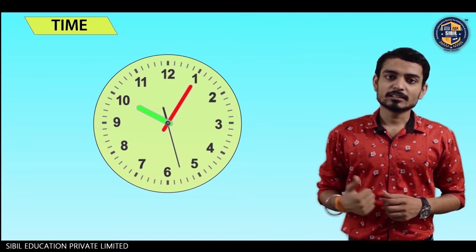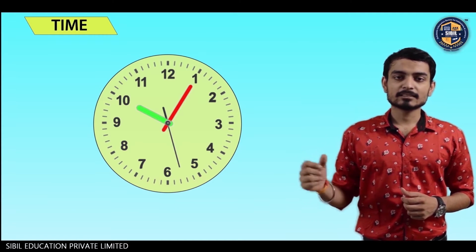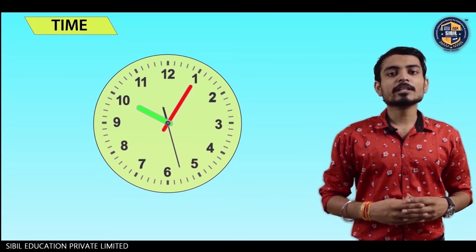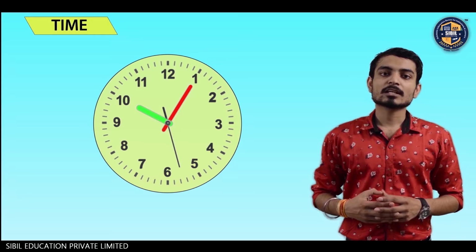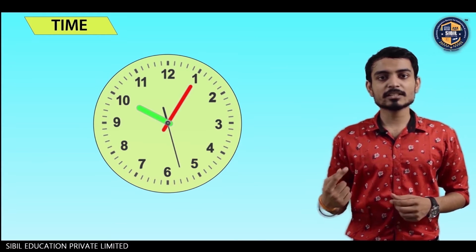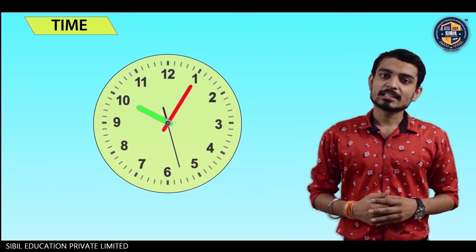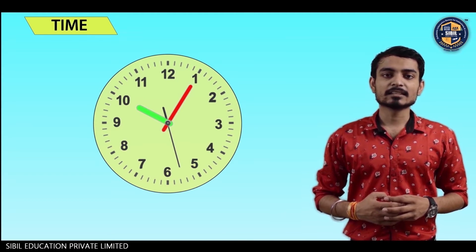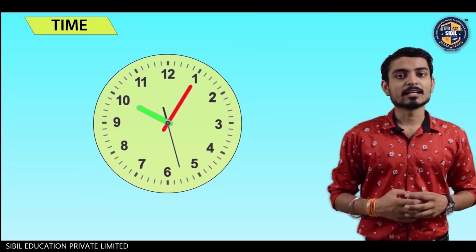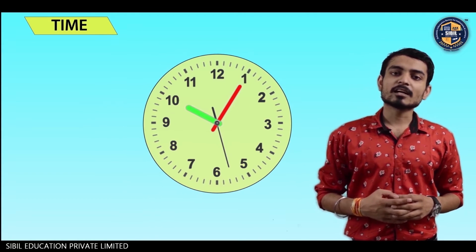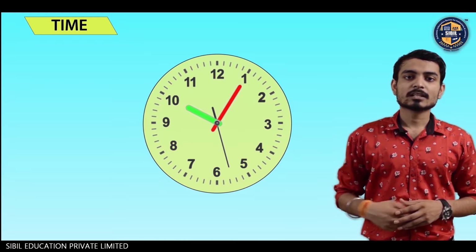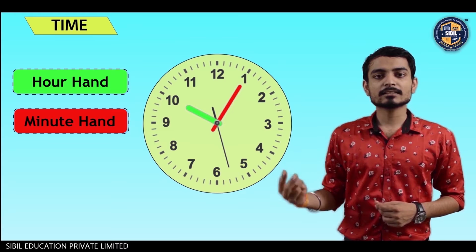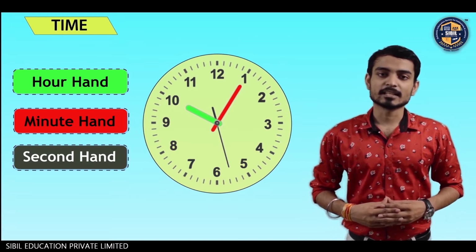As you can see, this is a clock and there are some features of the clock which we need to understand before watching time. First one is the clock face. Yes, the clock face represents some numbers and some hands. Yes, hands of the clock. There are three hands of the clock. First one is the hour hand, second one is the minute hand, and the third one is the seconds hand.